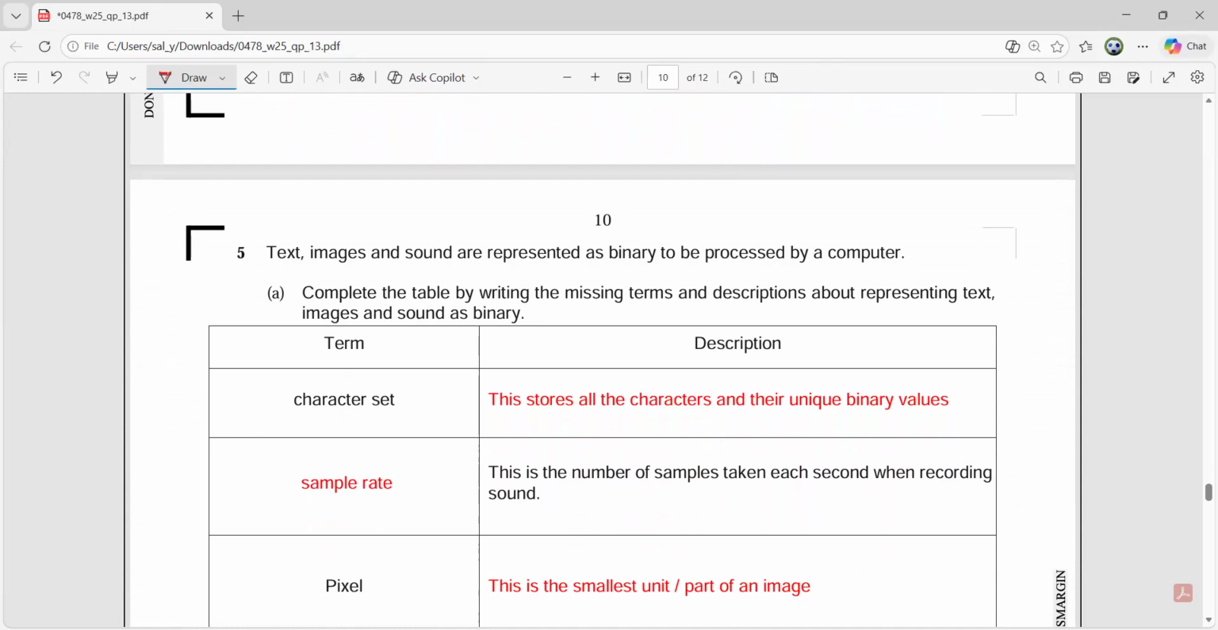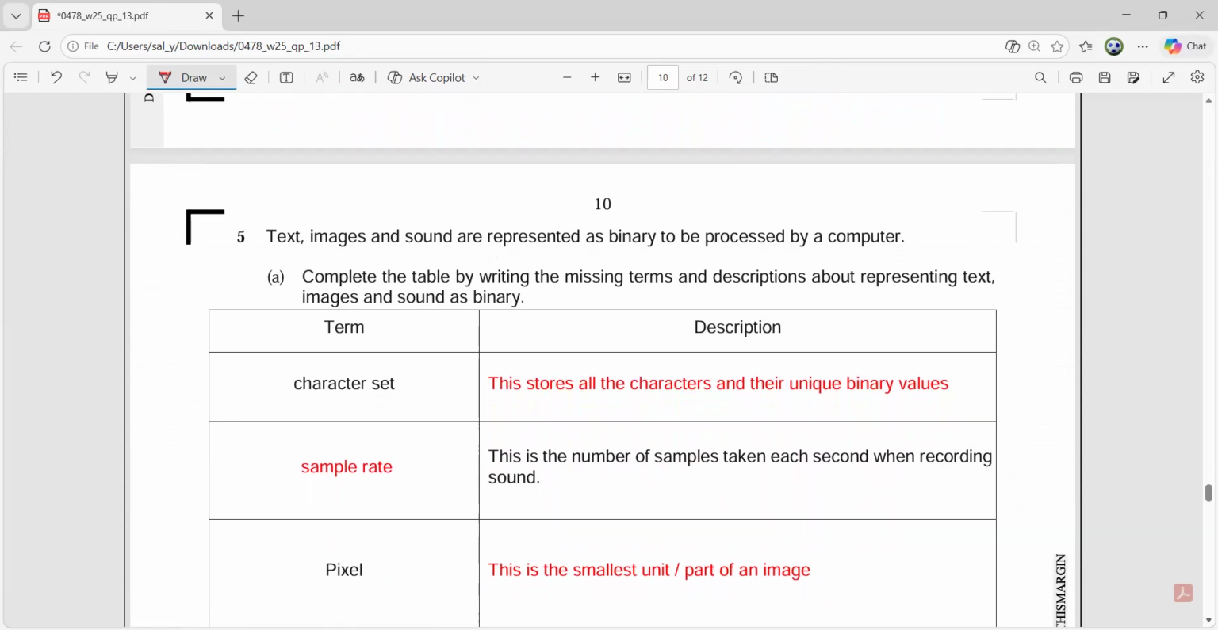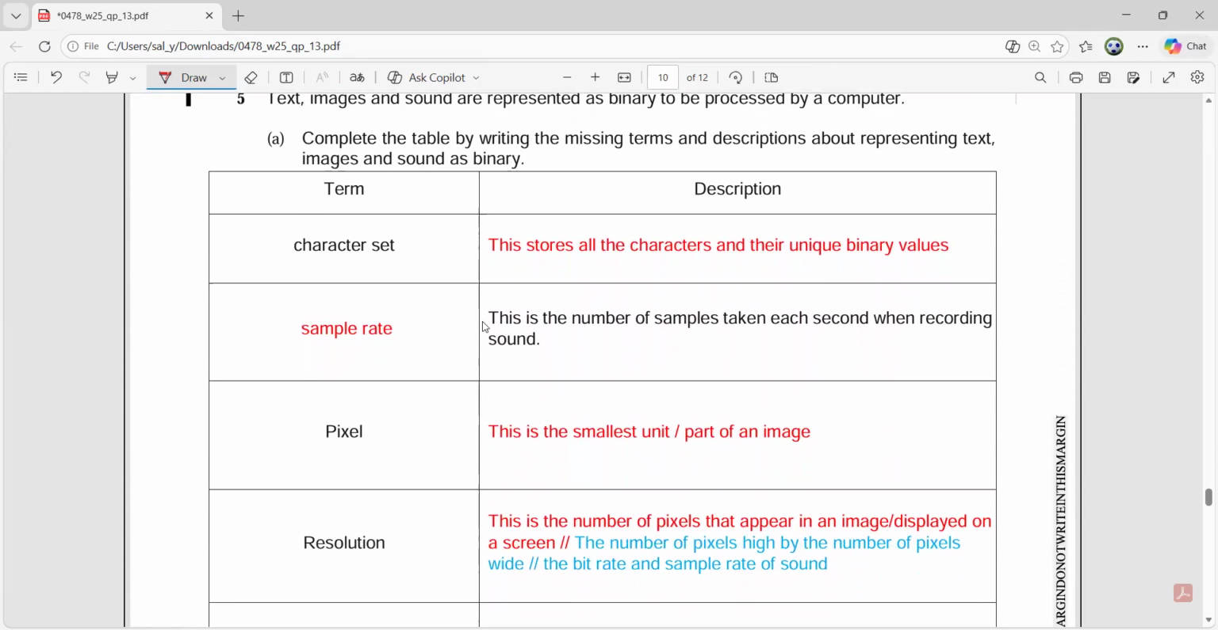Text, images, and sound are represented as binary to be processed by the computer. Complete the table by writing the missing terms and descriptions about representing text, images, and sound as binary. Now, what are the terms? The term was character set. You were supposed to describe it. It stores all the characters and their unique binary values. Character set.